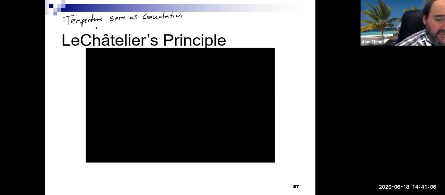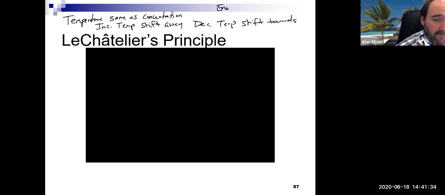What that means is if you increase the temperature, it will shift away. If you decrease the temperature, it will shift towards. So away and towards, there's got to be more to it than just that. And there is. It all revolves around whether or not the reaction is endothermic or exothermic.